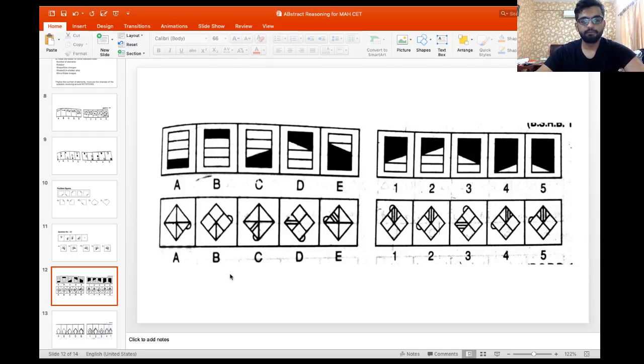ठीक है, नेक्स्ट वाला देखेंगे. क्या हो रहा है यहाँ पे? Let me know what you think.